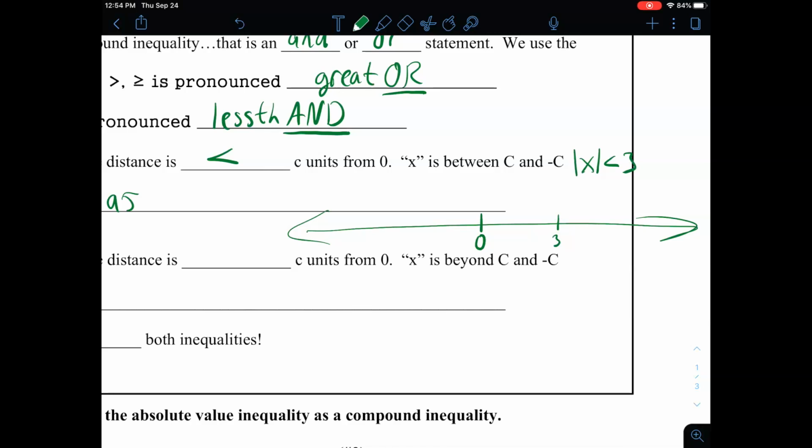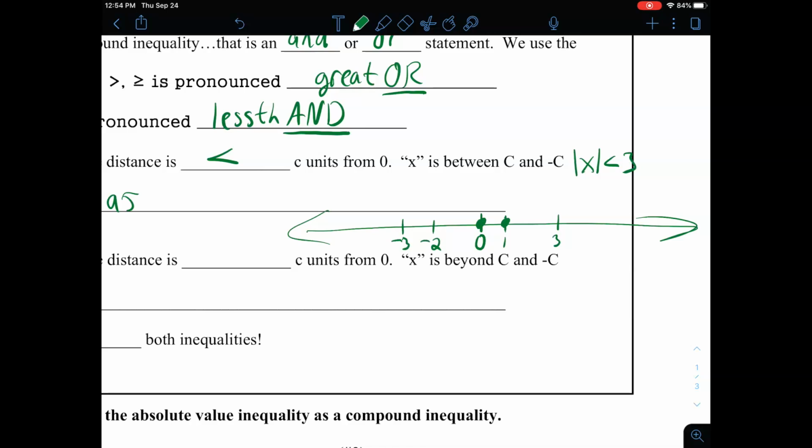So that's not going to work. What numbers do we have? Let's try 1. Is the absolute value of 1 less than 3 away from 0? It is. 1 would work. That's correct. What about 0? Is 0 less than 3 away from 0? It is. Good. Let's go the opposite direction. Let's do negative 2. If you take the absolute value of negative 2, it's going to be 2. Is that less than 3?